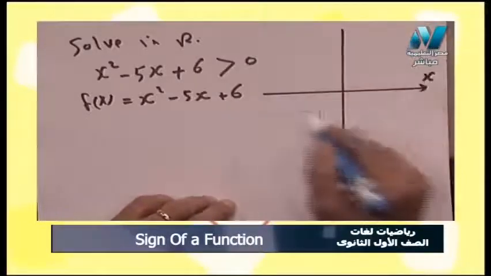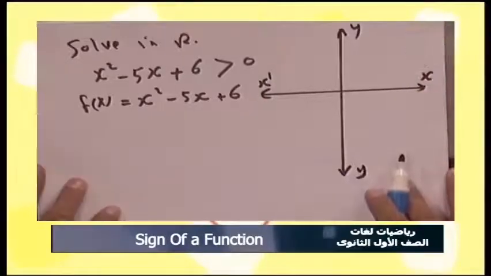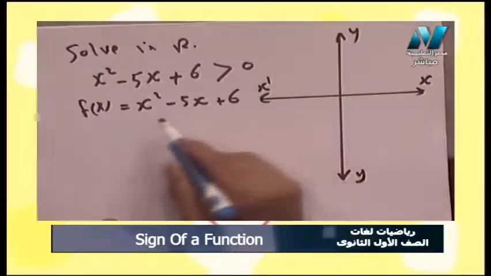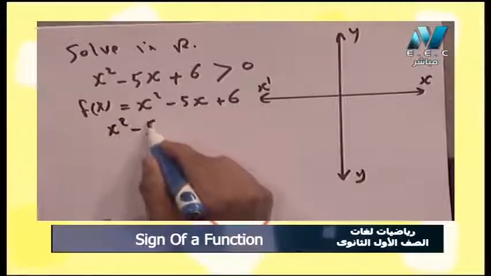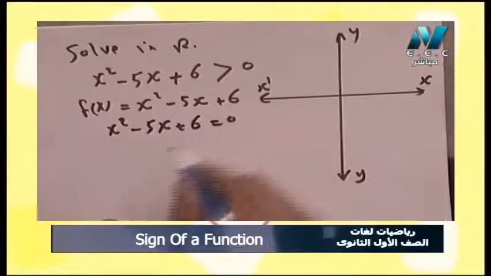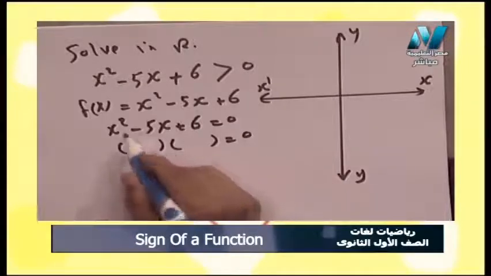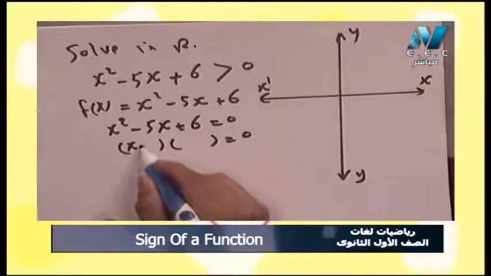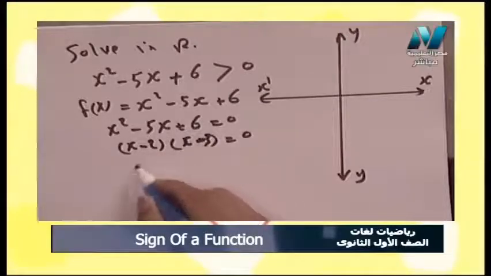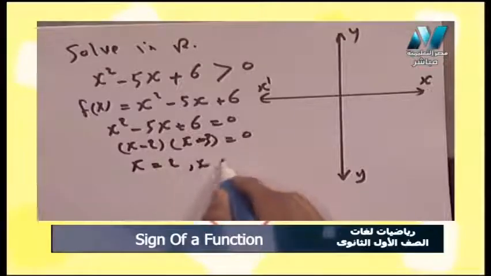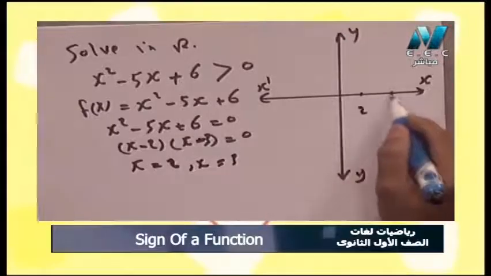If we have x-axis here and y-axis here, the function will have two roots, as we know. When we put it equal to 0, the two roots will be 2 and 3. Why? Because when we factorize it, it will be x minus 2 and x minus 3 also. So x equals 2 and x equals 3. So we have two roots here, which are 2 and 3.